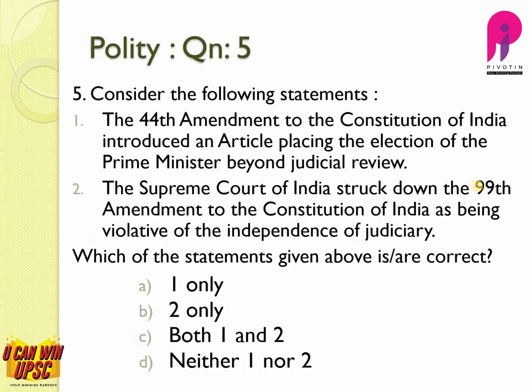Question number 5. The 44th Amendment to the Constitution of India introduced an article placing the election of Prime Minister under judicial review. No, it is not the 44th Amendment. It is actually the 39th Amendment, and this placed the election of Prime Minister, Speaker, President, etc. beyond the judicial review. So 1 is wrong. The Supreme Court of India struck down the 99th Amendment to the Constitution as being violative of the independence of judiciary. This is absolutely true because the 99th Amendment deals with NJAC, which is the National Judicial Appointments Commission. So the answer to this question is B, 2 only.